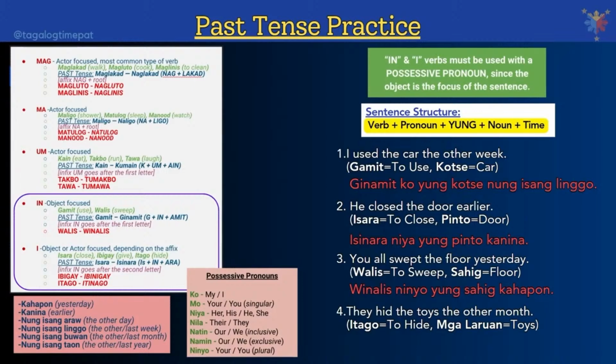And lastly, they hid the toys the other month. Itago means to hide. Mga laruan means toys.